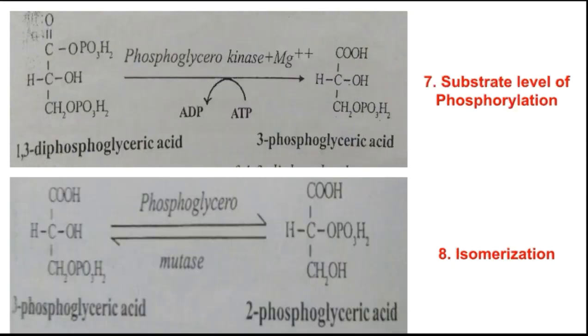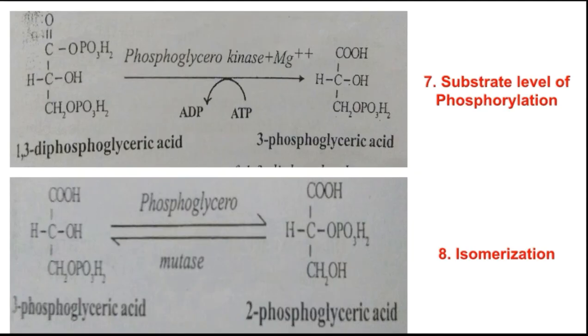Next, the seventh step is substrate level phosphorylation. In this step, the high energy phosphate group in 1,3-diphosphoglyceric acid, or glycerate, is transferred to ADP, resulting in the formation of 3-phosphoglyceric acid and ATP. The enzyme that catalyzes the reaction is phosphoglycerate kinase, in the presence of magnesium ion. The phosphorylation which occurs in this step is substrate level phosphorylation.